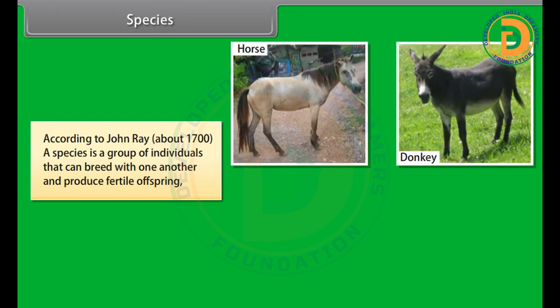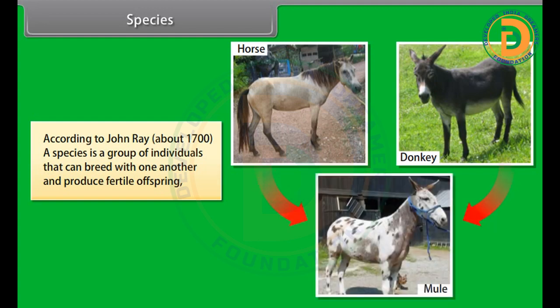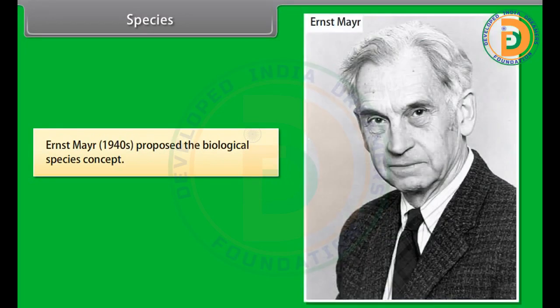Species. According to John Ray, about 1700, a species is a group of individuals that can breed with one another and produce fertile offspring. Ernst Mayr, in the 1940s, proposed the biological species concept.